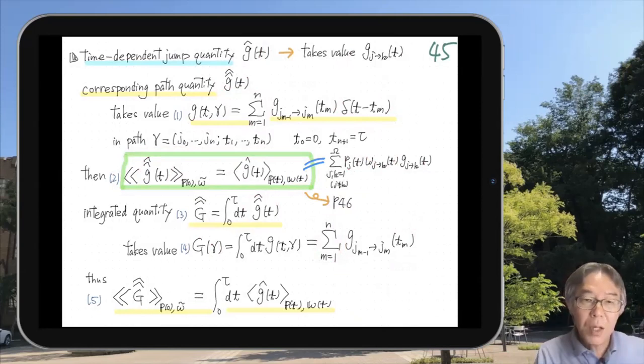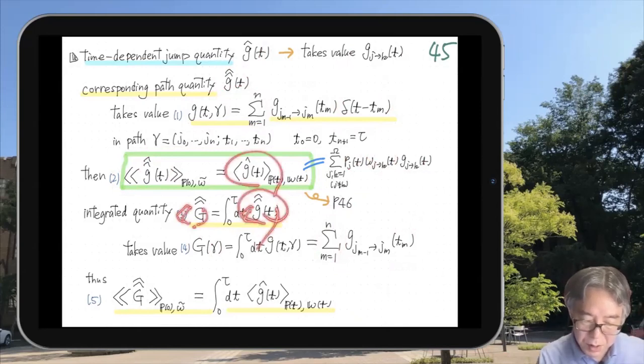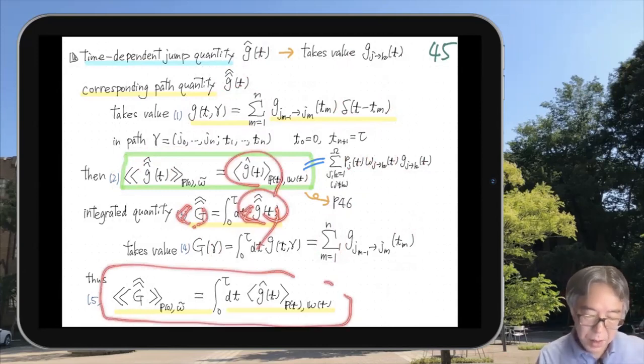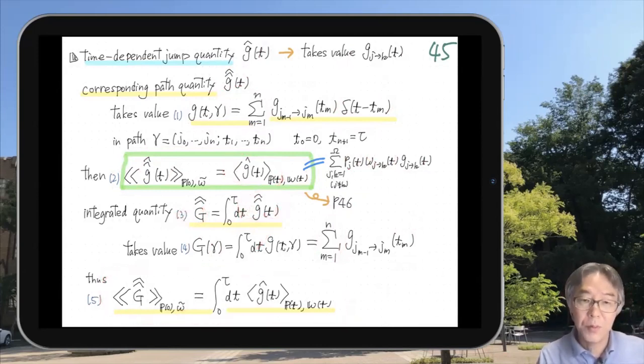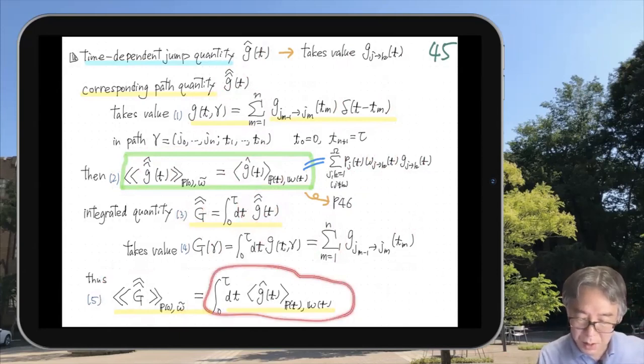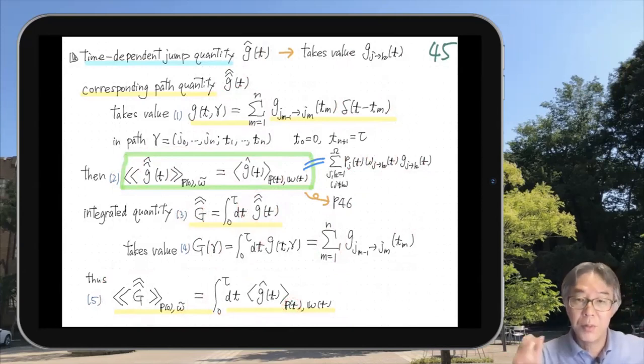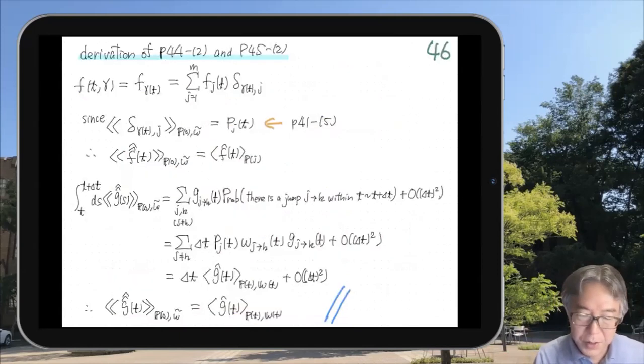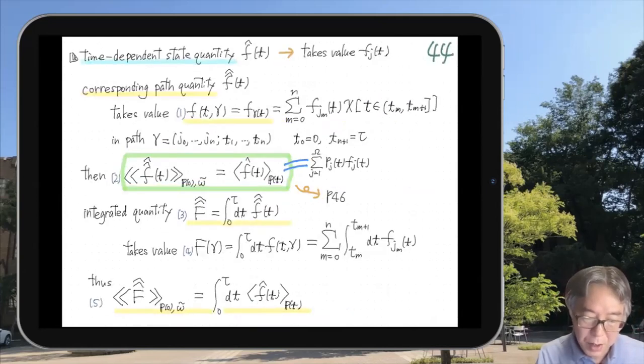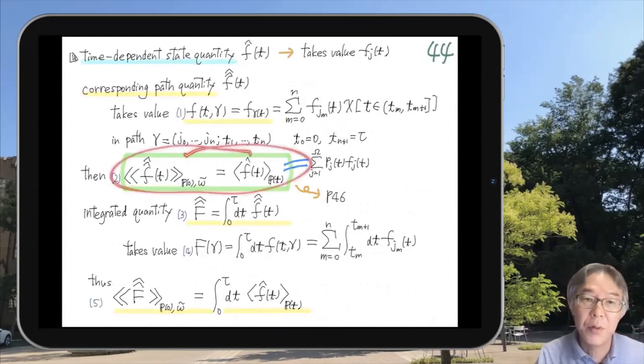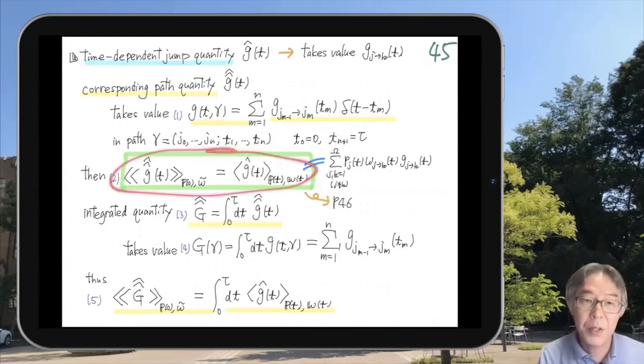Okay, so again, we can look at the expectation value of this, and then this is equal to this. So we have this. Again, the left-hand side is in terms of the path description. The right-hand side is a not much simpler description using the solution of the master equation. Okay, so finally, in page 46, I'm going to tell you how we derive these two relations. So this one in page 44 and this one in page 45.